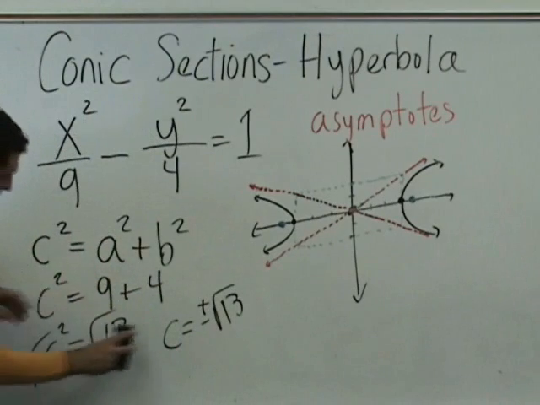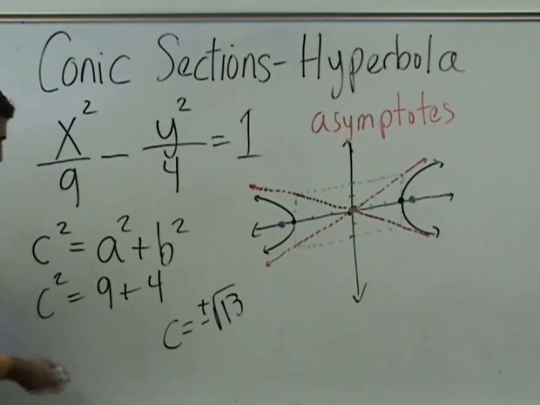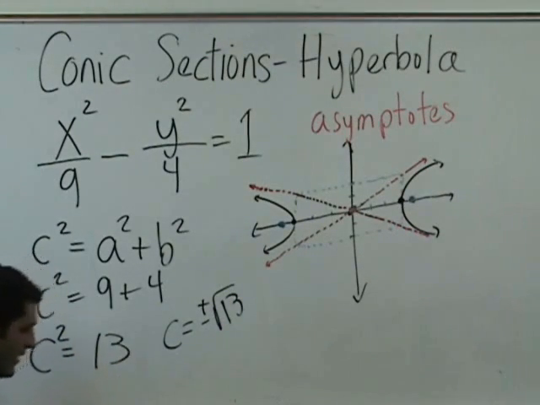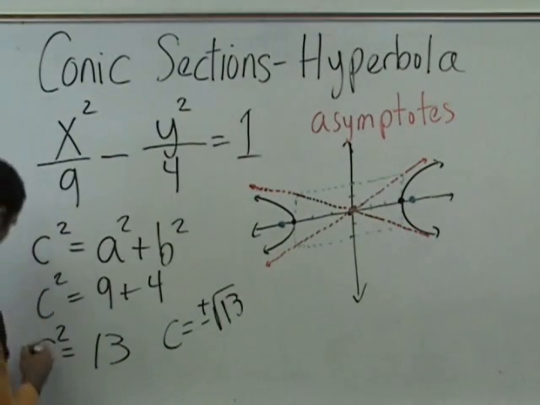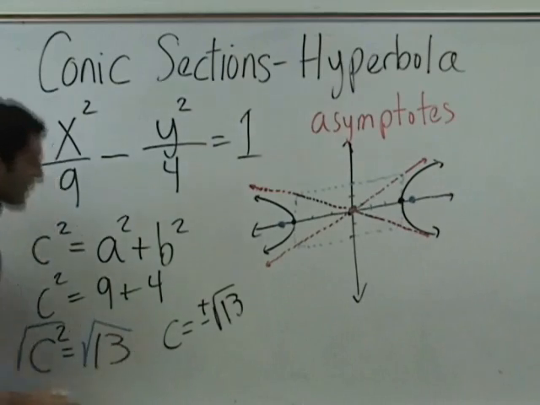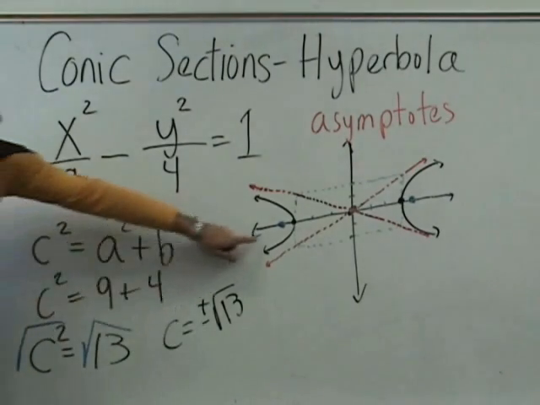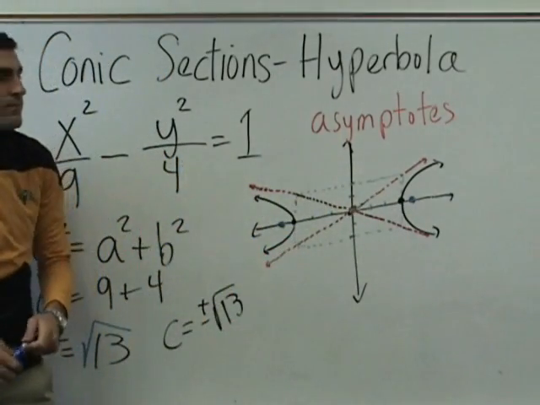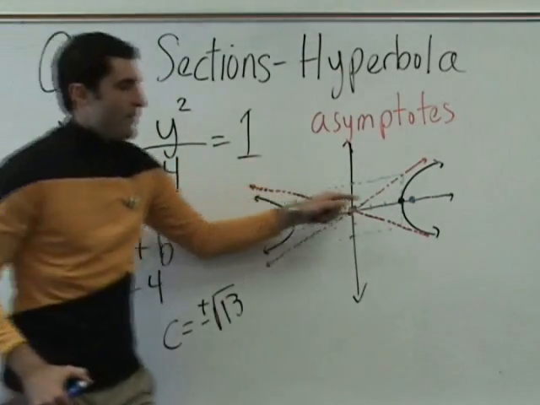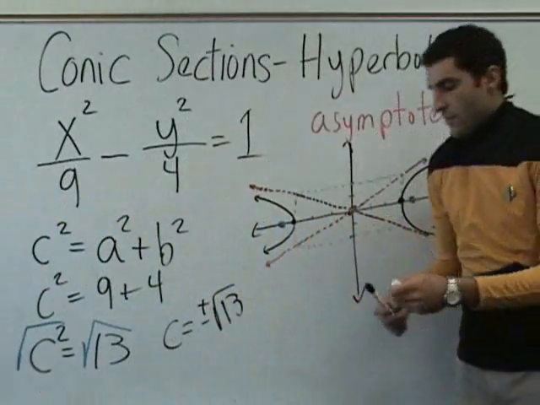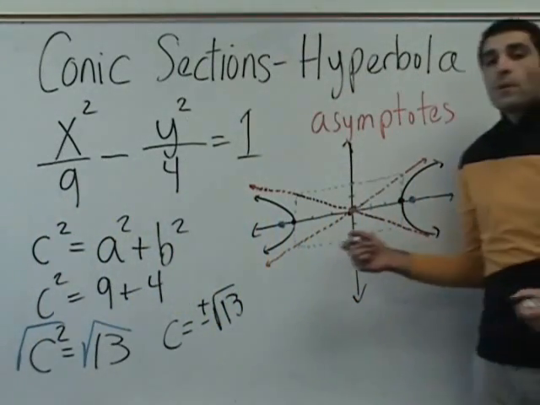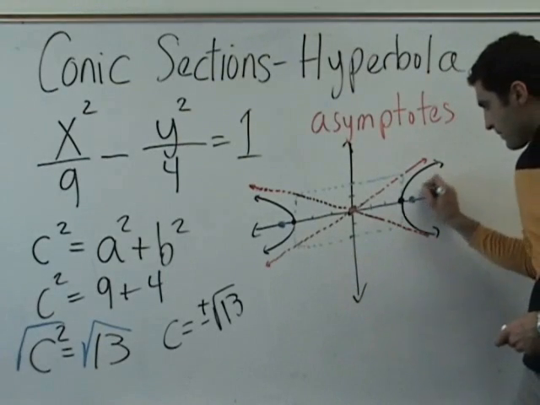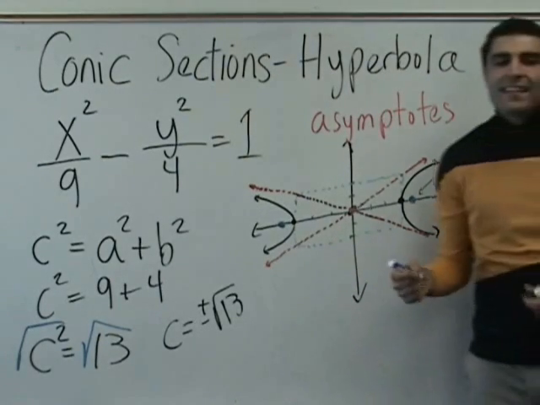Let me clean this up. C squared equals 13, so C is the square root of 13. We take the square root of both sides. There we go. So what are the values of these two blue points if we started at the middle? Plus or minus the square root of 13. Is that more than 3, less than 4? More than 3, less than 4. Right, but like the exact value.